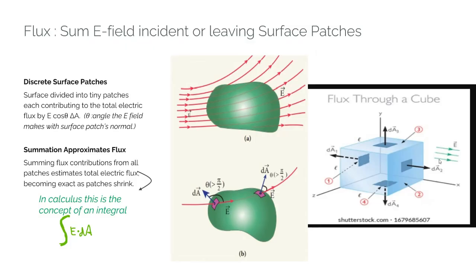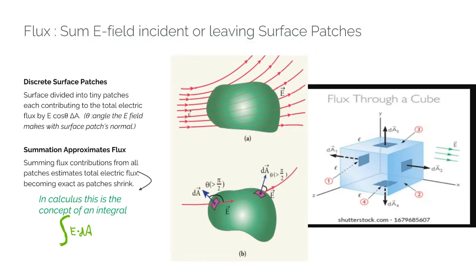It's the value of the E field times the cosine of 0 degrees. There is no angle formed. It's 0 degrees. So it's just E times the patch's area, and that's going to be the flux for that small piece. The total flux for this surface is adding up all those patches.